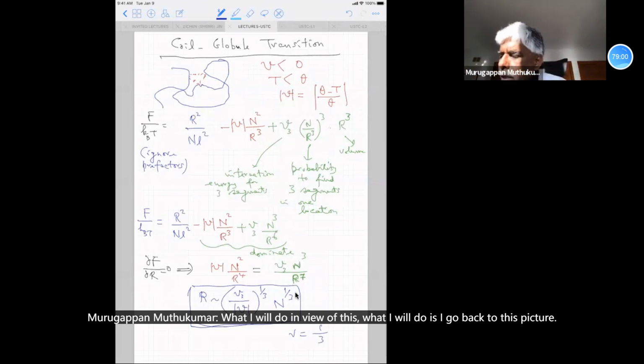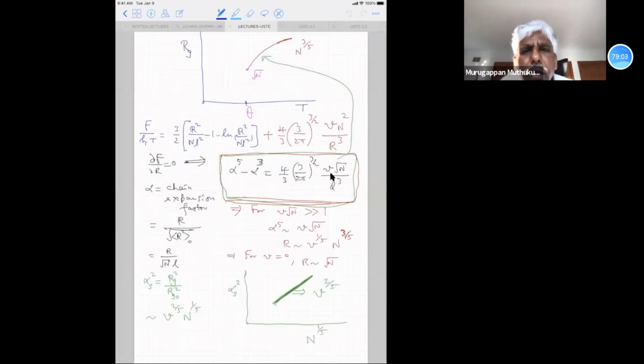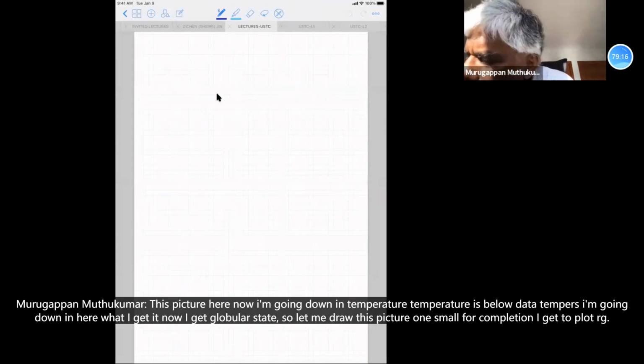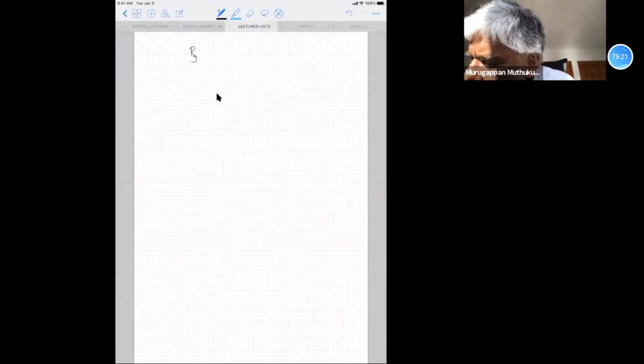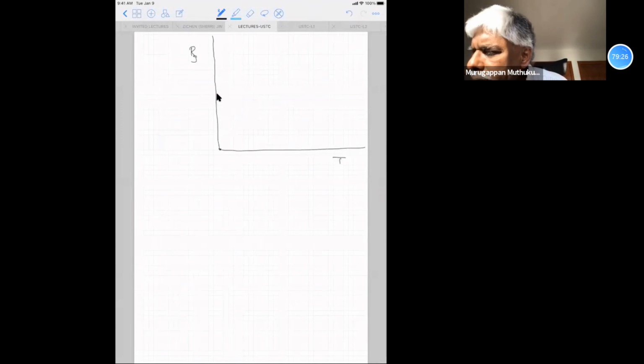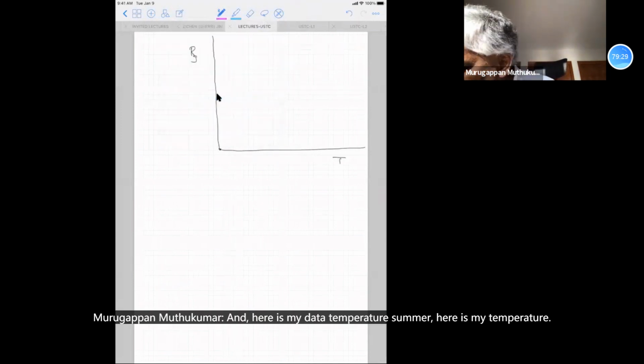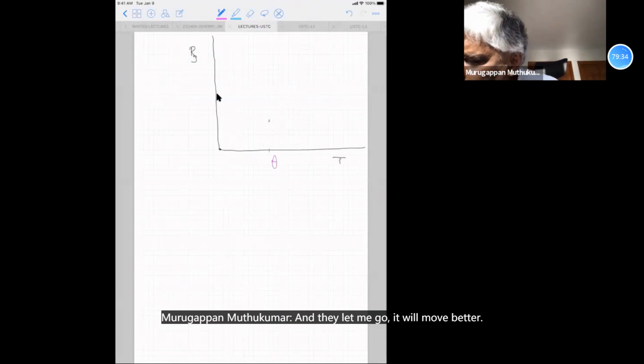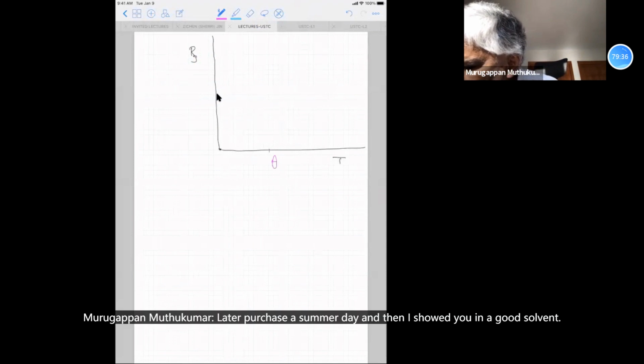As a consequence of this, I go back to this picture here. Now I'm going down in temperature. Temperature is below theta temperature, and what I get is a globular state. So let me redraw this picture once more for completion. I plot RG versus temperature. And here, somewhere, is my theta temperature.